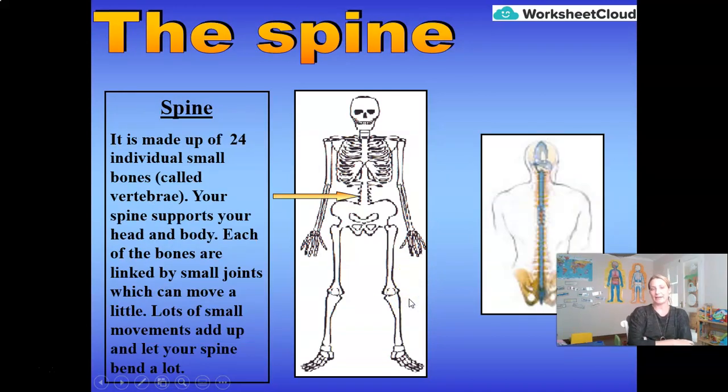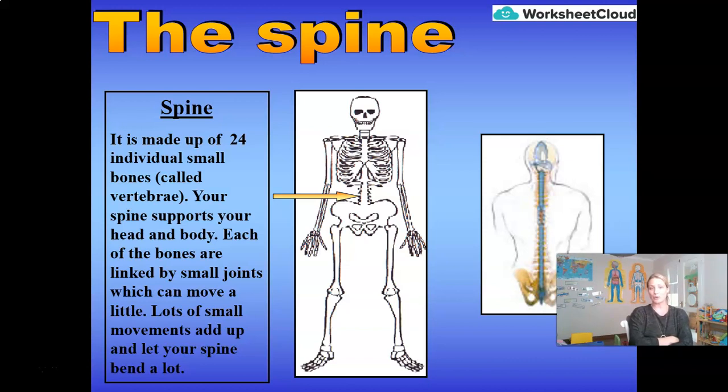The spine. The spine is made up of 24 individual small bones called vertebrae. And if you remember from our work on vertebrates, that is where that name comes from for animals that have a backbone. Your spine supports your head, which is, by the way, the heaviest part of your body. So it takes a lot of support to keep it upright. And it also obviously gives the rest of our body shape.